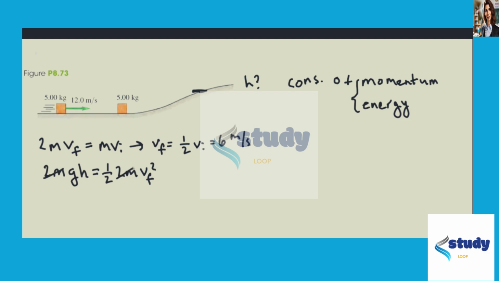Turns out it doesn't really matter too much what the masses were. And we see that our height is going to be Vf squared over 2g. And this works out to be 1.84 meters. So that's how high it's going to get before starting to slide back down.